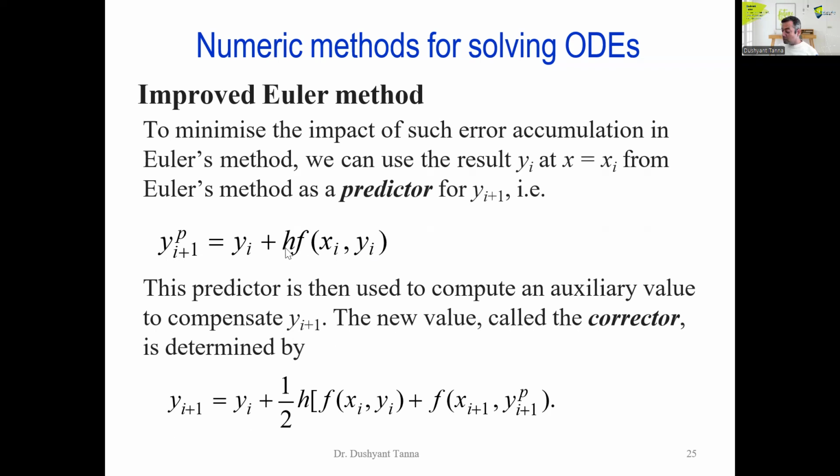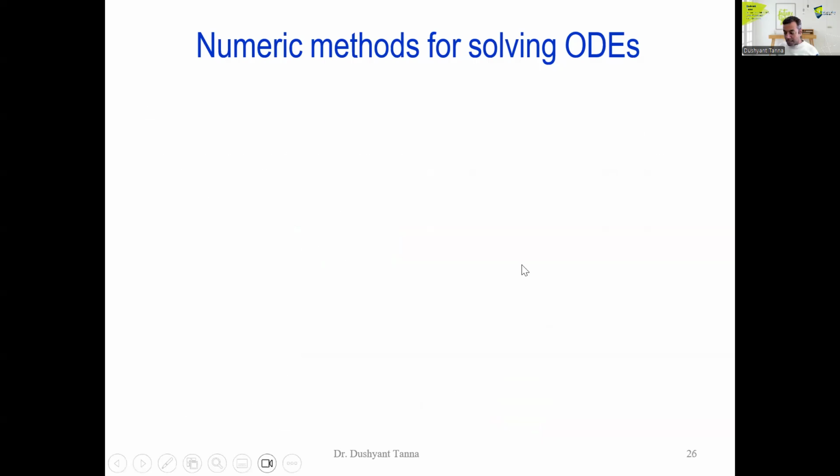same thing, rather than using just this bit of h and this. What we do, we take average of it. So the xi yi term and the predictor value that we have taken, yi plus 1 predictor value, and average of it. And that's why you got h over 2 f of xi yi. And the second part is xi plus 1 yi plus 1 predictor method, right? Which is the average. So what this help is reducing the error that we are getting.